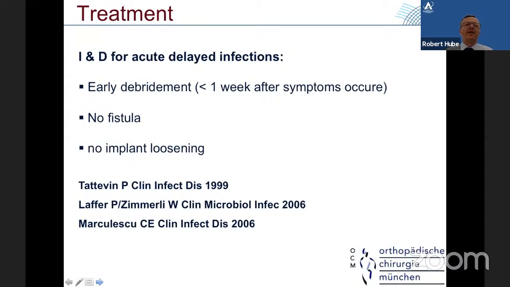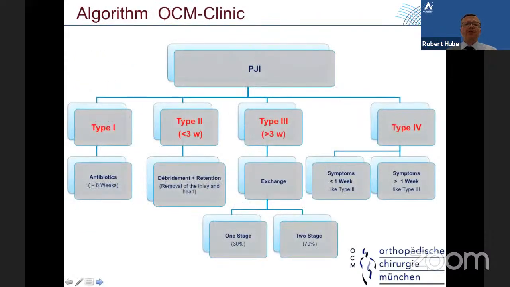Treatment here: DAIR for acute delayed infections, early debridement, less than 1 week after symptoms, no fistula, no implant loosening. That is acute delayed. Also for hematogenous. And that's what we still do in our clinic. For periprosthetic positive culture, antibiotics for 6 weeks. We have no idea if this is going to work. 6 weeks is like an orthopedic time period. There's no data to support it, to be honest.